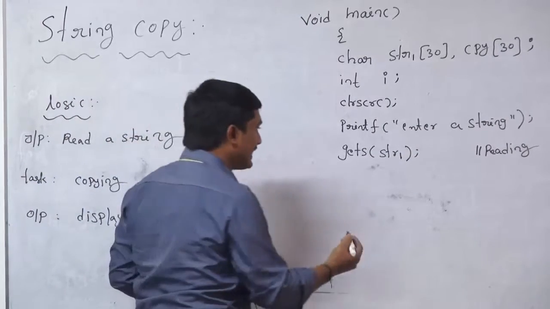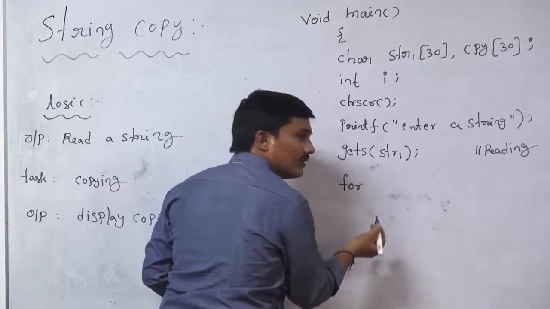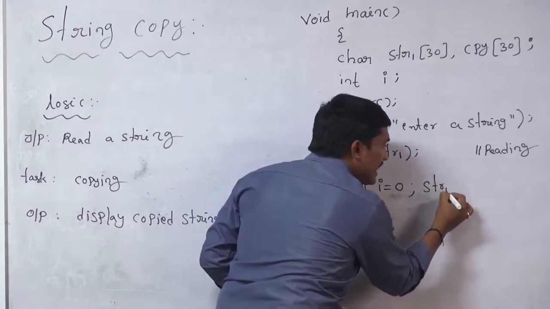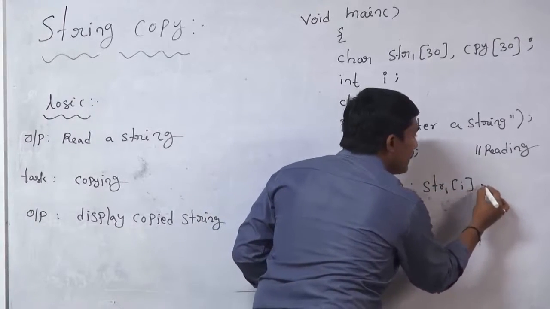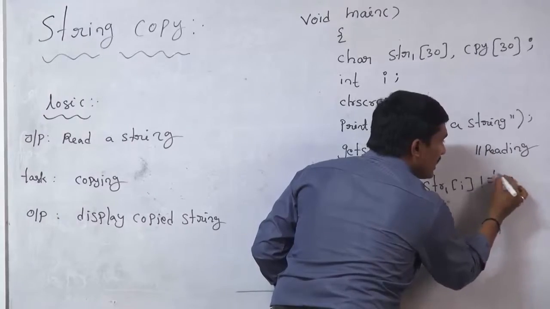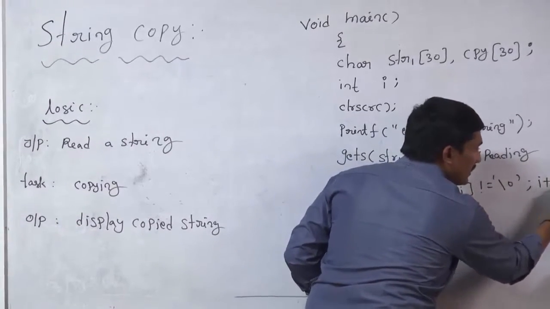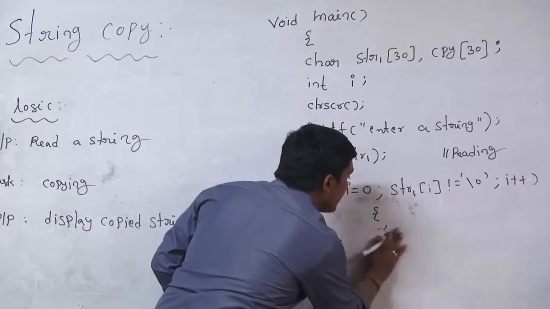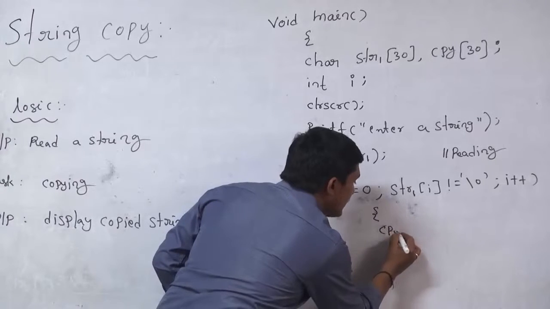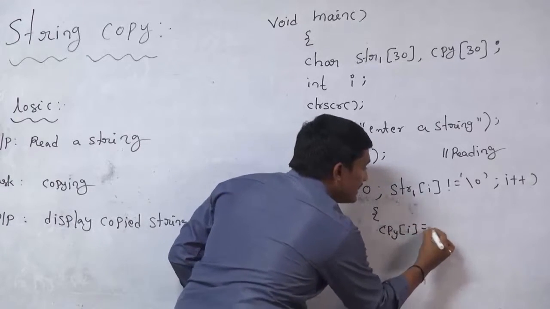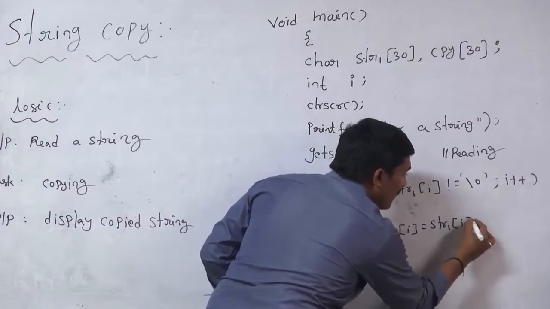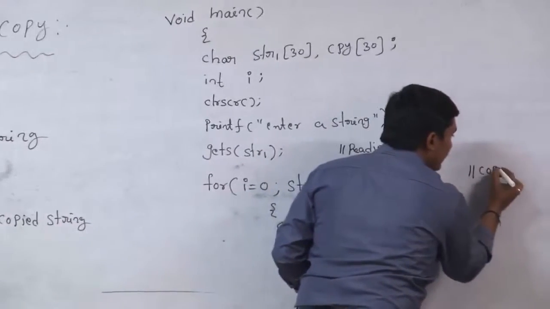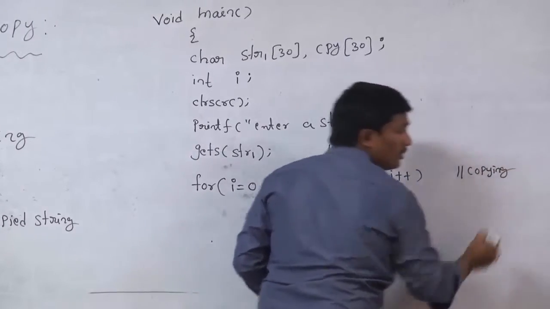Next, your job is to do what? Copying. So what is the task? Your copying starts from which location? For i is equal to 0, up to str1 of i not equal to which character? Null character, i plus plus. Within this, what are we doing? cpy of i is equal to str1 of i. What will this process do? This process will do copying.